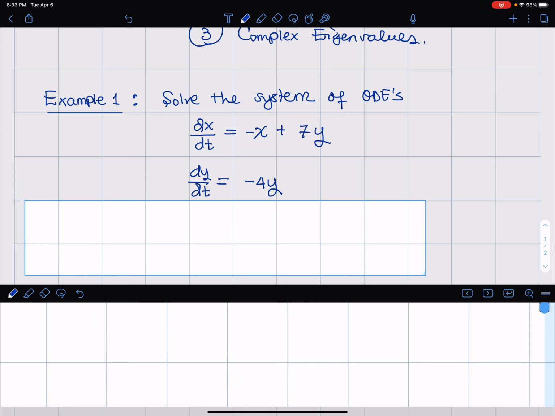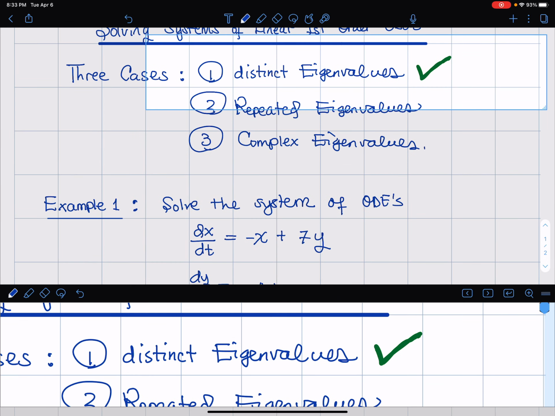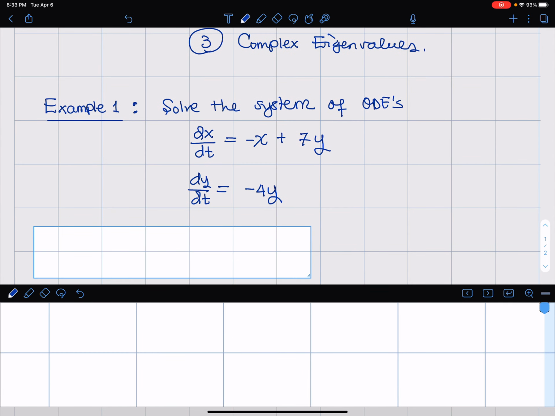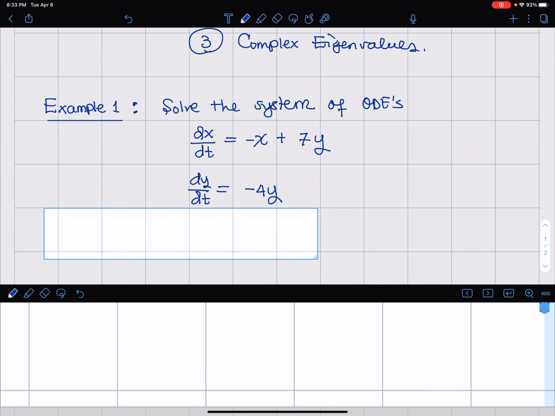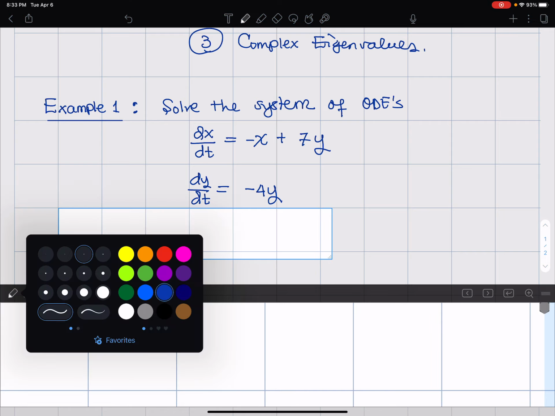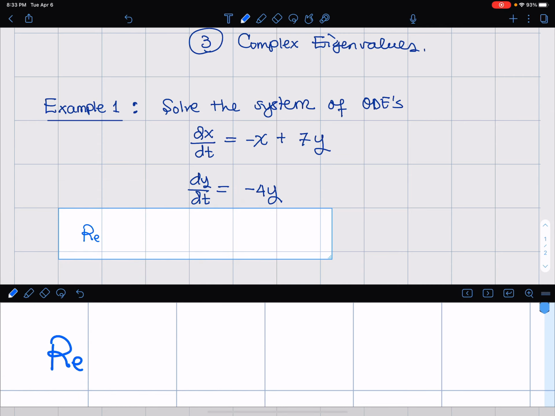We're going to start with a problem where you have distinct eigenvalues. So this video is just going to focus on distinct eigenvalues. The problem is dx/dt is negative x plus 7y, and dy/dt is negative 4y. Okay, so let's rewrite this in matrix form.